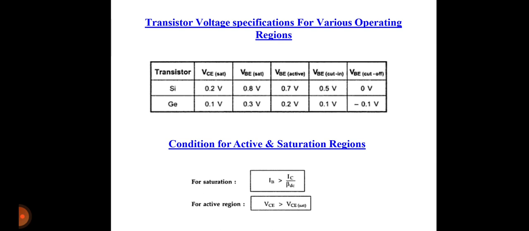In the same way, how can we justify whether the transistor is in the active or in the saturation region? If VCE is greater than VCE SAT, then we say the transistor is in the active region. If IB is greater than IC by beta, then we say the transistor is in the saturation region. Beta is nothing but the DC current gain of the transistor in CE configuration.